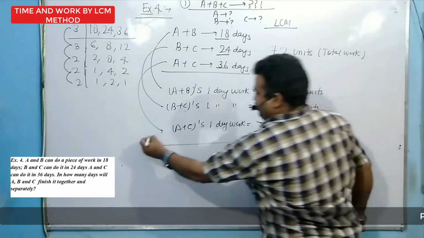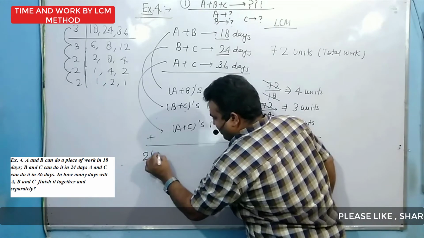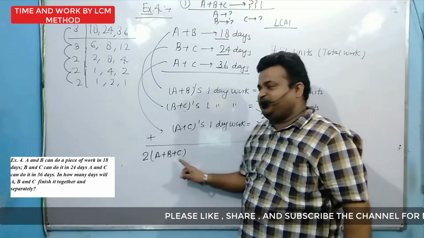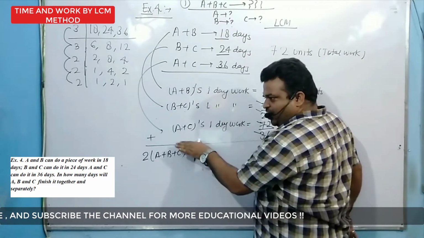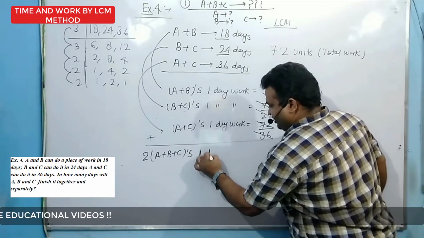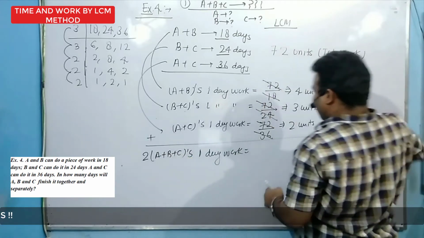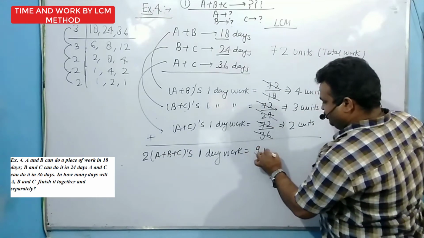Now you need to add all. If I add all, I get 2 multiplied by A plus B plus C. Why do I get this? Because there is 2A, 2B and 2C. If you add all, you will get 2 of A plus B plus C 1 day work. So 2 times A plus B plus C 1 day work is the addition of all these: 4 plus 3 is 7, plus 2 is 9 units.